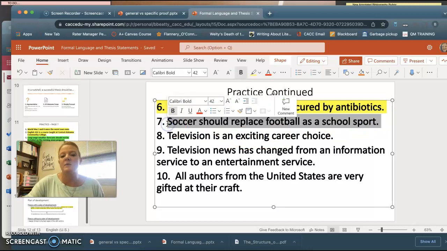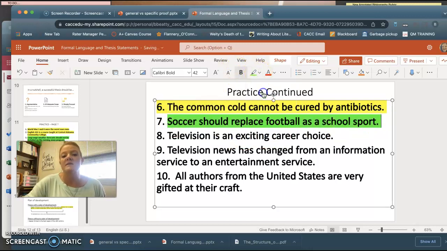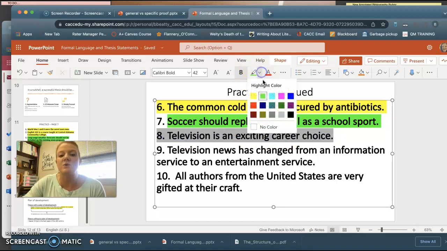Number 7, school should replace football as a school sport. That's a good thesis statement. It is arguable. It is specific. Soccer should replace football.